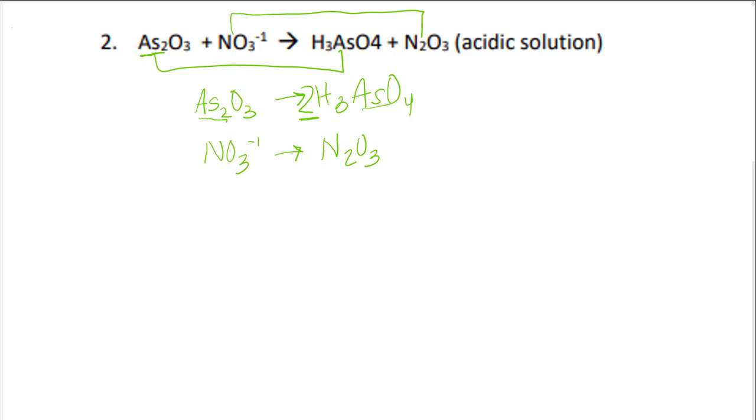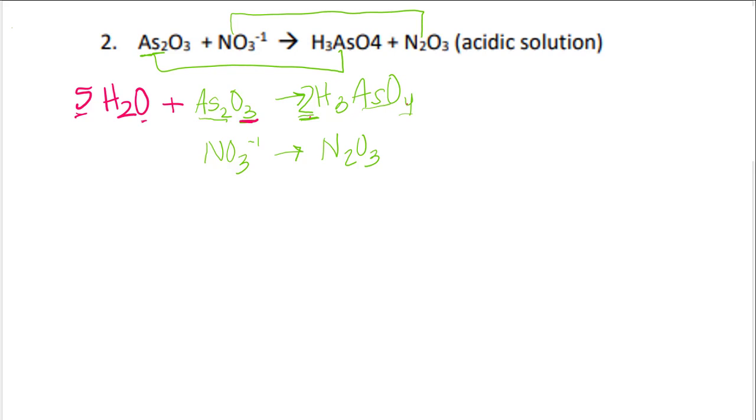When we do O's, we have to add waters. When we do H's, we add H pluses. So I balanced my As. Next, let's look at how many oxygens I have on both sides. I have 3 on the left, and I have 2 times 4, I have 8 on the right. So that means I need 5 waters. Let's double check that math. If I have 5 O's plus 3 O's, that's 8 O's. And 4 times 2 is 8 O's. So I have 8 O's on both sides of the equation.